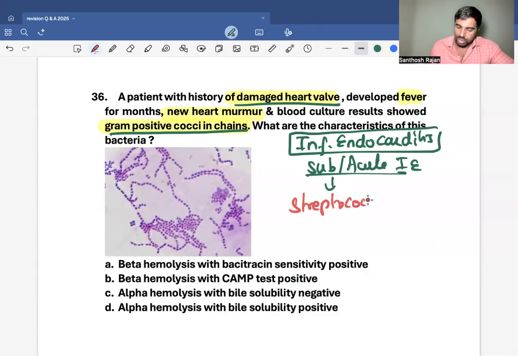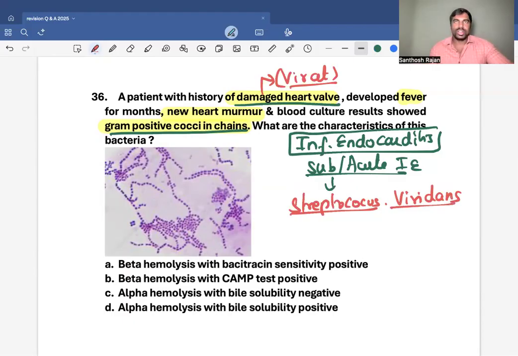It should be Streptococcus. And I already said who has a damaged heart: Virat Kohli, our Viru. Remember it like that. Virat means you are thinking about viridans. A damaged heart goes to viridans. So in viridans, everything is negative.